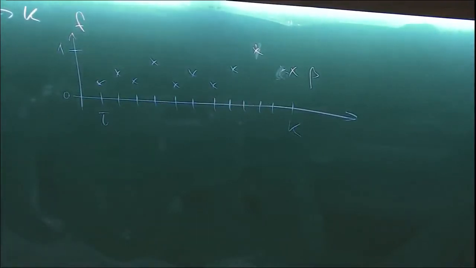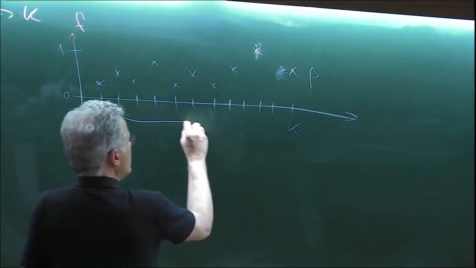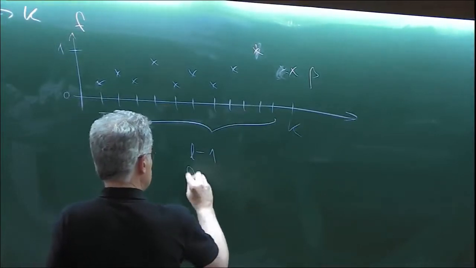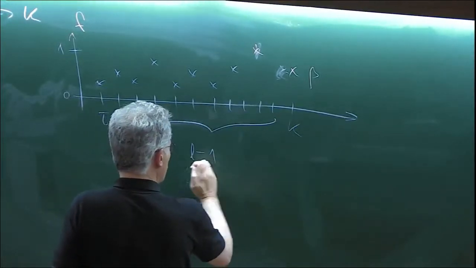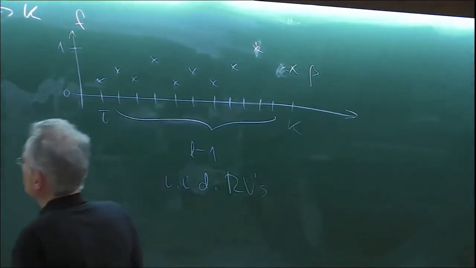Obviously, if any of the fitness values is greater than beta, this will not be accessible. So we have two conditions. The first one is that all the fitness values in between, so this is my initial point, this is my final point, so in between I have L minus one fitness values. They are all IID random variables, and they all have to be less than beta. So the probability for this is beta to the L minus one.